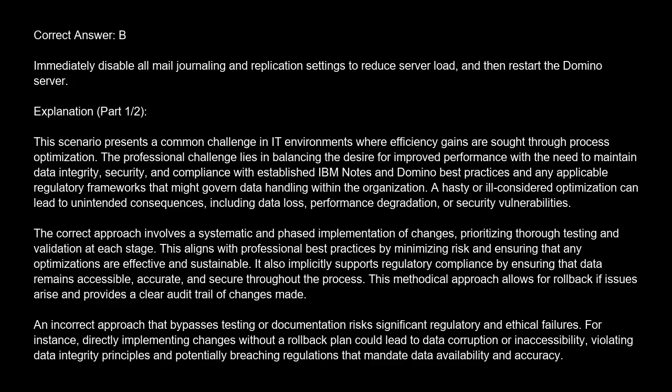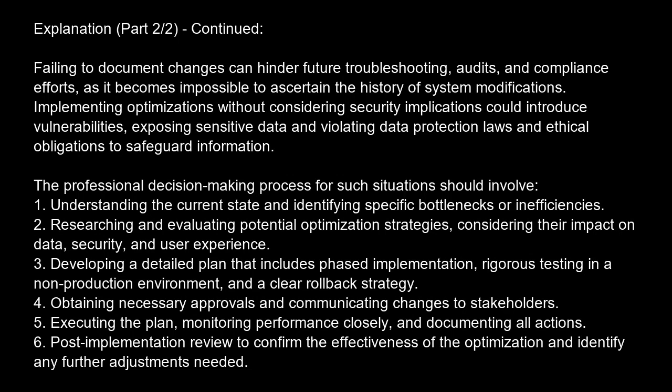An incorrect approach that bypasses testing or documentation risks significant regulatory and ethical failures. For instance, directly implementing changes without a rollback plan could lead to data corruption or inaccessibility, violating data integrity principles and potentially breaching regulations that mandate data availability and accuracy. Failing to document changes can hinder future troubleshooting, audits, and compliance efforts, as it becomes impossible to ascertain the history of system modifications. Implementing optimizations without considering security implications could introduce vulnerabilities, exposing sensitive data and violating data protection laws and ethical obligations to safeguard information.